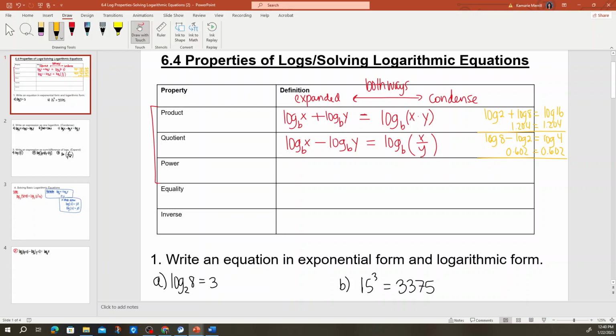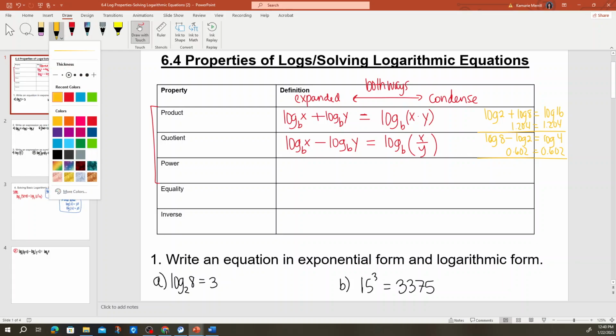Log of 8 minus log of 2. And do we get the same answer? 0.602. Perfect. See, so they match. Let's do our last property of these expanding and condensing properties. The last property is known as our power property.